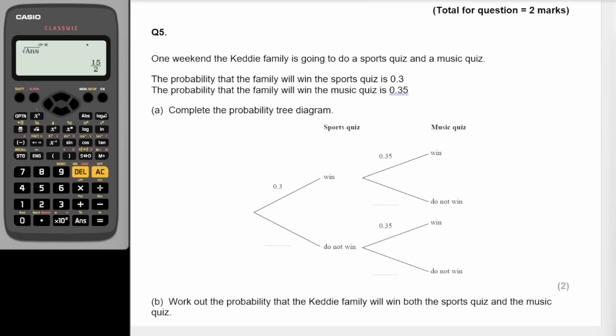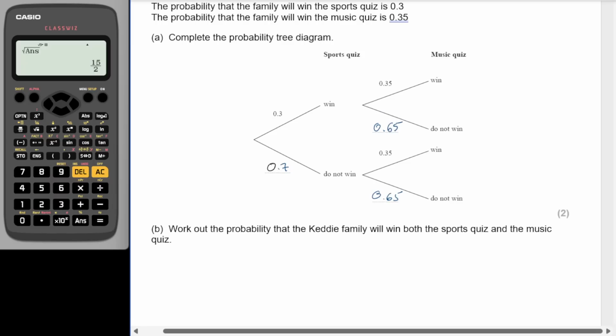So we've got one of the probabilities here, so the other one has to add up to 1, so 0.7. And over here, we've got to have 0.65 for both of those, and that's my 2 marks. Part B, work out the probability that Keddy's family win both the sports quiz and the music quiz. So that's this branch up here, the top branch.